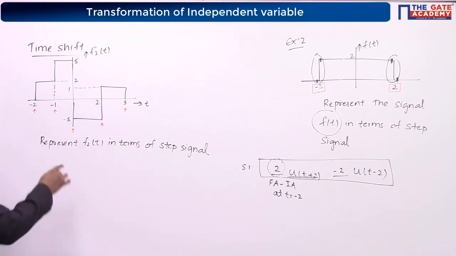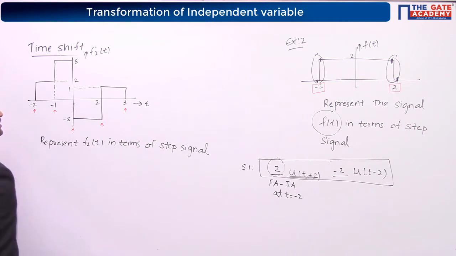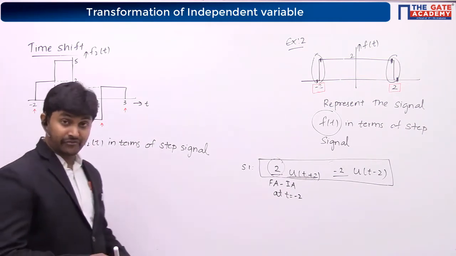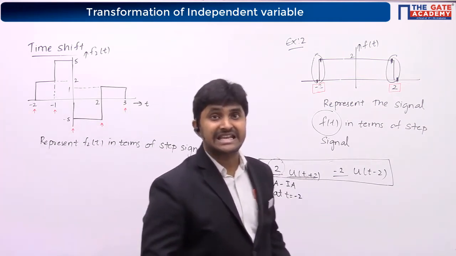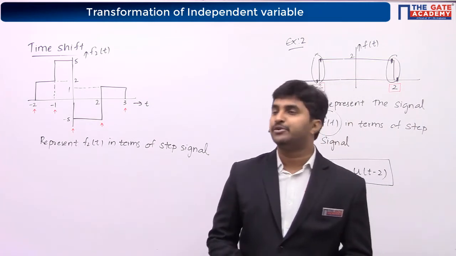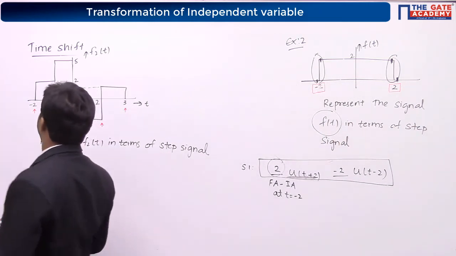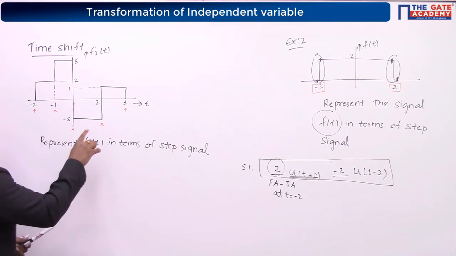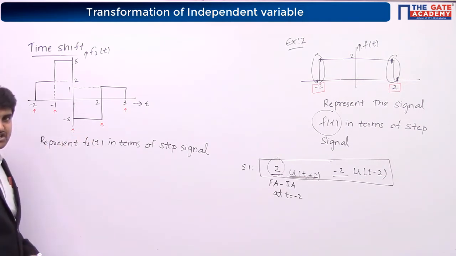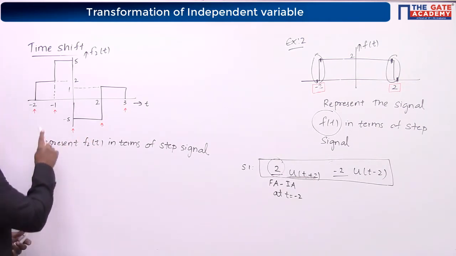So we can find 1, 2, 3, 4, 5. There are 5 points where there is a sudden increase or decrease in the value of amplitude, right? Now, using the representations, I will try to represent, right?